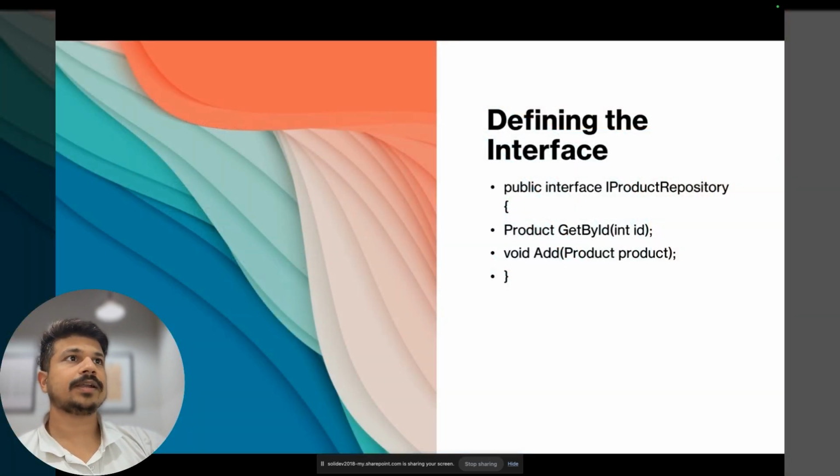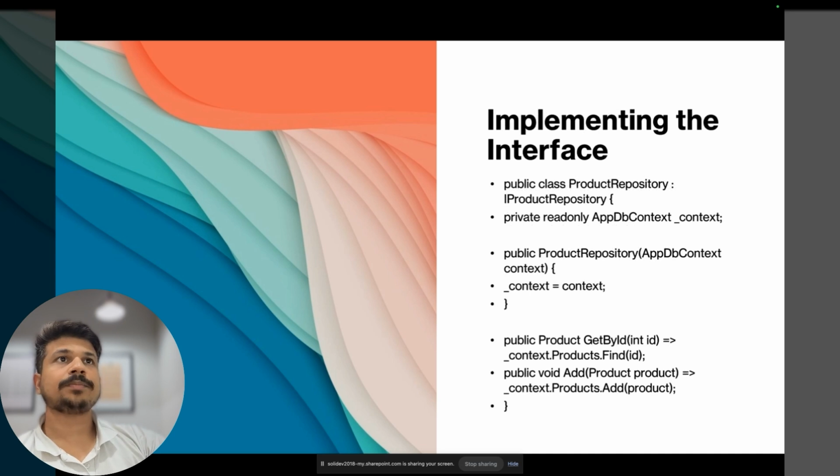Here's how we define a simple repository interface in .NET. This is like a menu that defines what actions the waiter can perform, like getting a product or adding a new one. So basically, there's an interface IProductRepository, and there's a method called GetProductById, and there's another method called AddProduct.